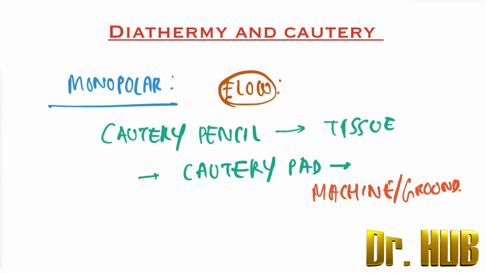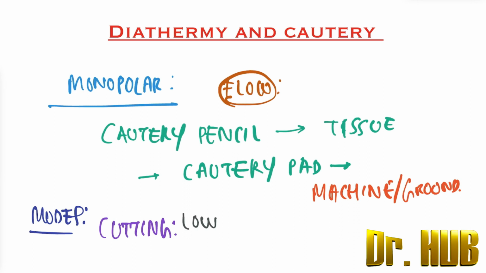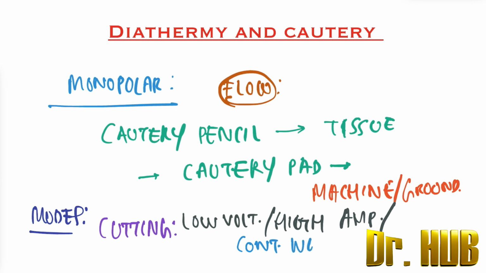So now let's look at the modes. In terms of the modes, there is cutting. Cutting means there's a low voltage, high amplitude, continuous waveform.